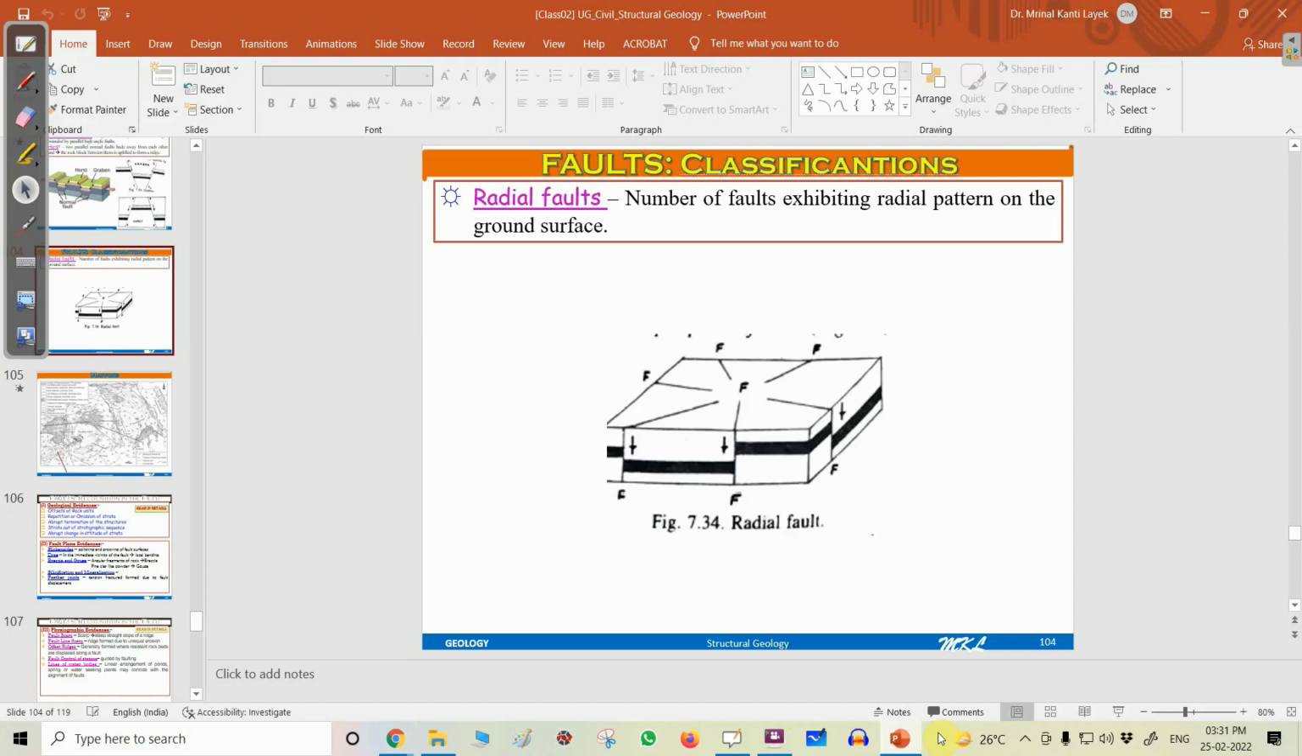So, good afternoon, class. In your previous class, I have already completed the total fault classification and what a fault is and its different types. In today's class, we'll be learning how you can recognize a fault in the field. So today's topic will be recognition of fault in the field.